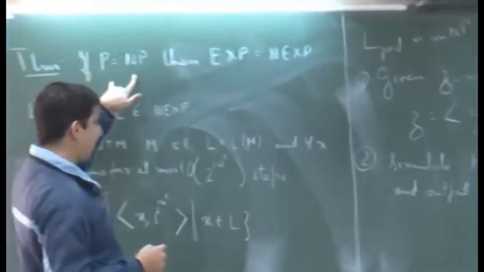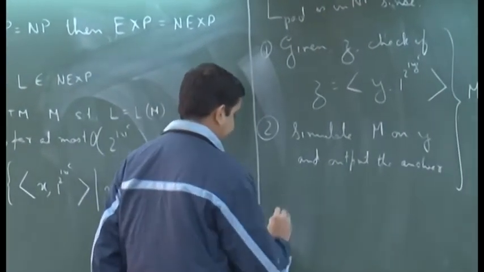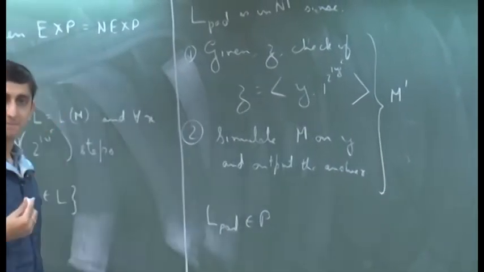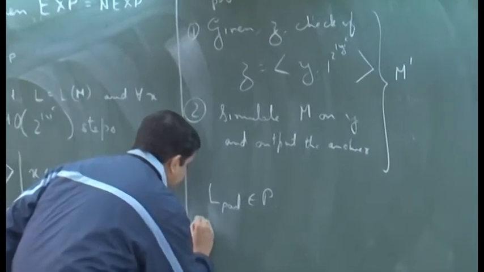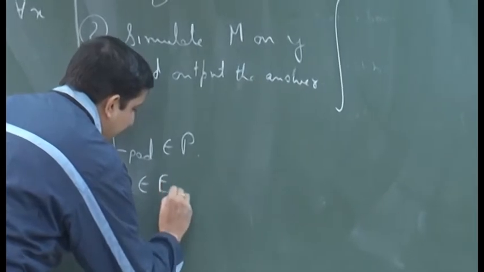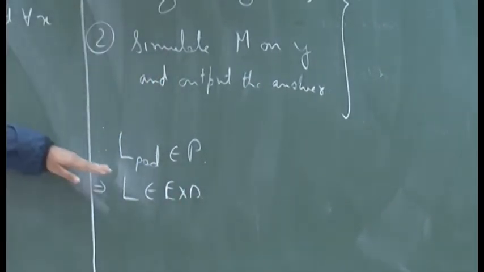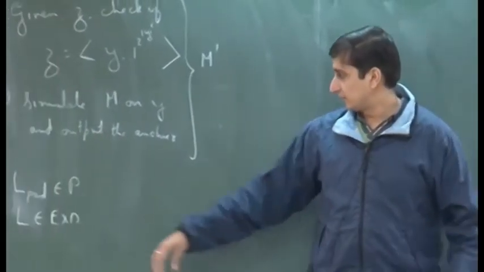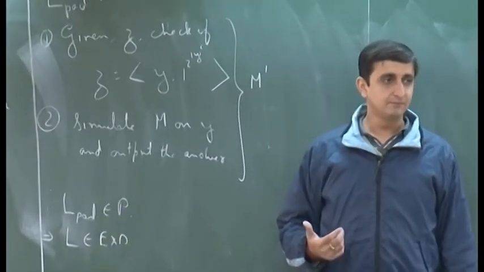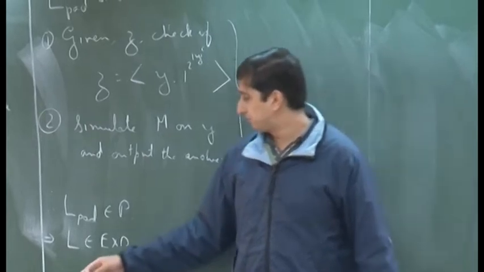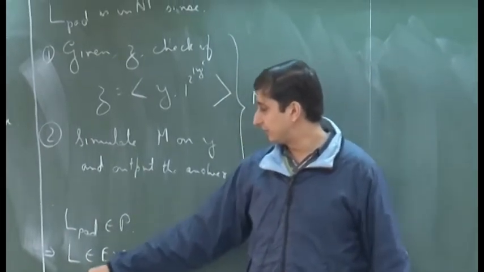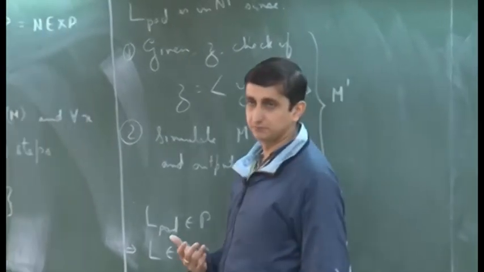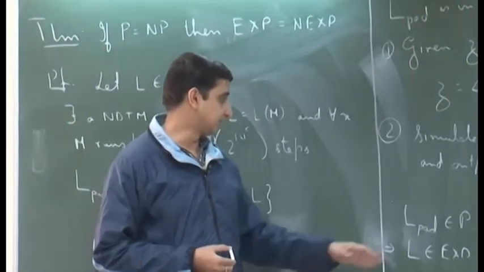Now what can we say? We know that by our hypothesis P is equal to NP, therefore, L pad belongs to P as well. And from that we get that L belongs to EXP, because if L pad belongs to P, take the deterministic polynomial time Turing machine that decides L pad, and just use that same machine to determine whether any input belongs to L or not. That will still be exponential in the size of the input.